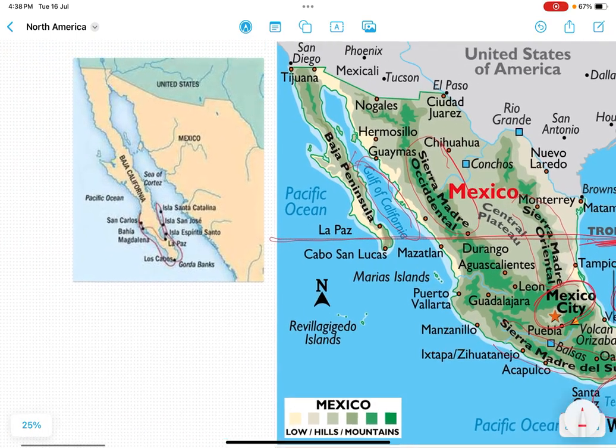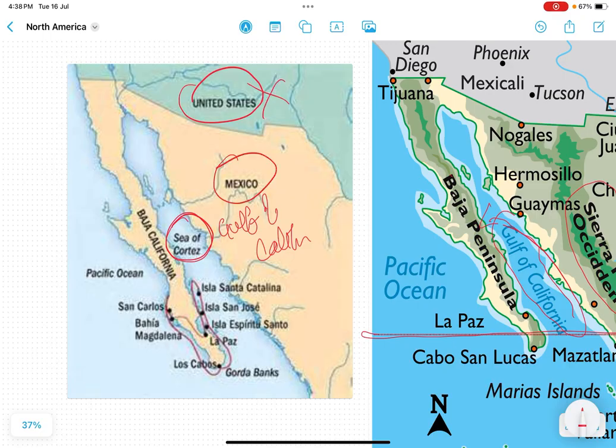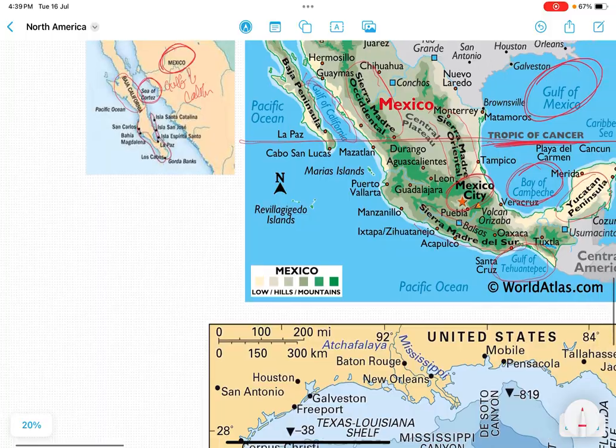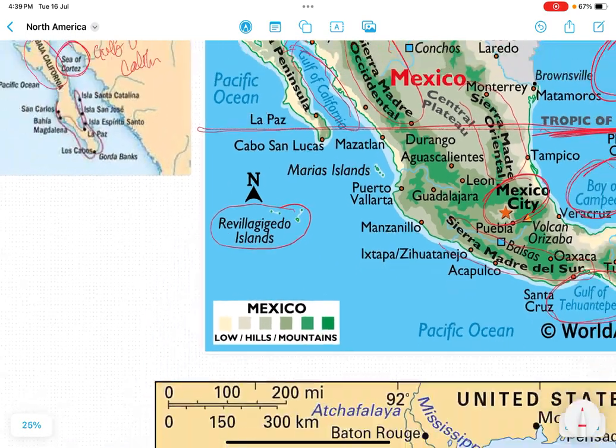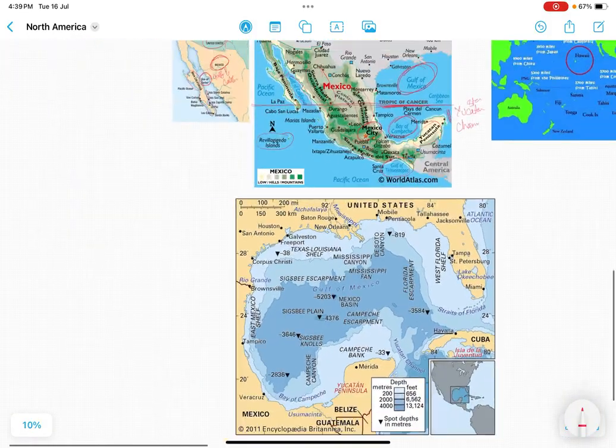So let's see another map. You can see this is Mexico. This is the Sea of Cortez, or we call it Gulf of California. It is not in United States. It is completely in Mexico, right? So you can see this is Baja California. This is the Baja Peninsula, right? Then you can see we have the Revillagigedo Islands right here. So let's see the Gulf of Mexico now.